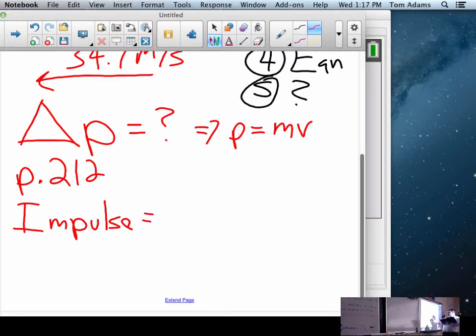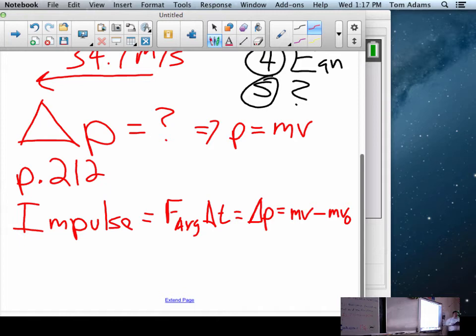So one way we could calculate the impulse is that we could take the average force times time, or the change in time, that's one equation. This is how we get the change in momentum, which is technically what we're looking for. And then it says the change in momentum of an object is the mass of the object times the final velocity minus the mass of the object times the initial velocity. Now, I know what I need to use.